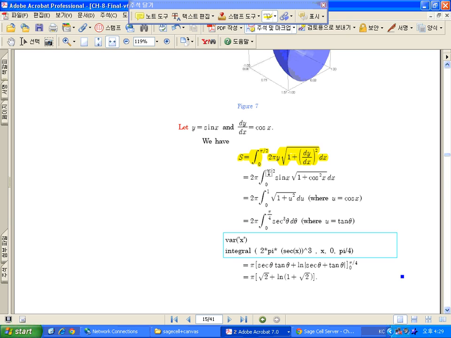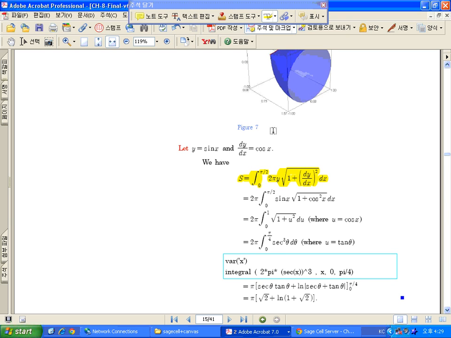2π, integral from 0 to π over 2, so y equals sine x, so 2π sine x here, and since y equals sine x, y prime is cosine x, so here cosine squared x, 1 plus cosine squared x, that we can integrate in many ways.